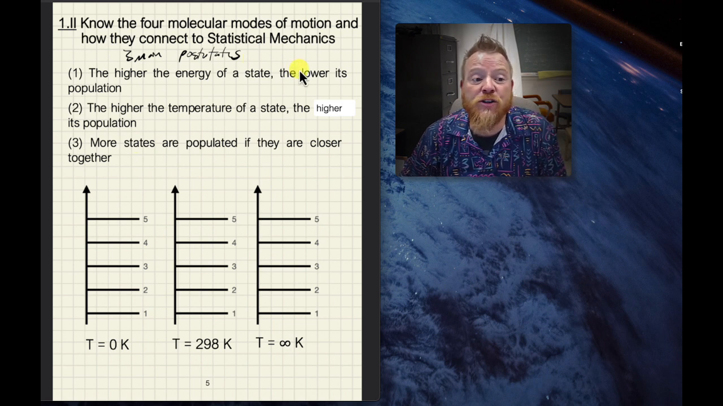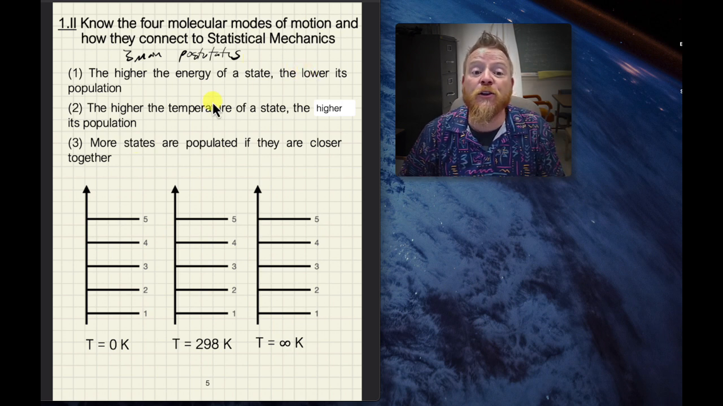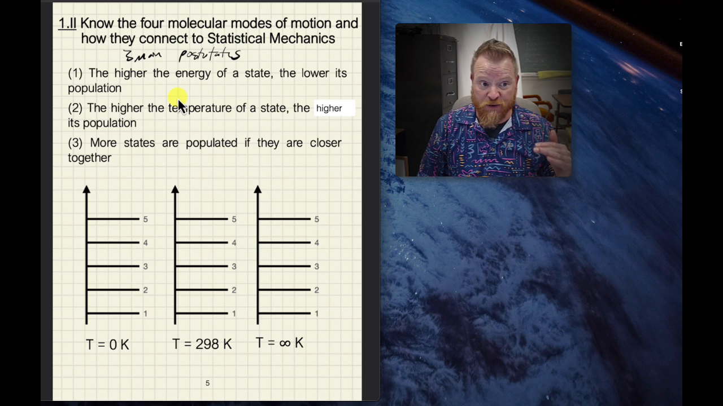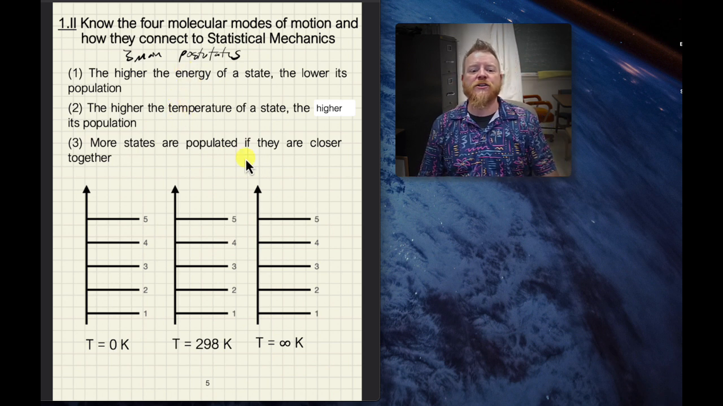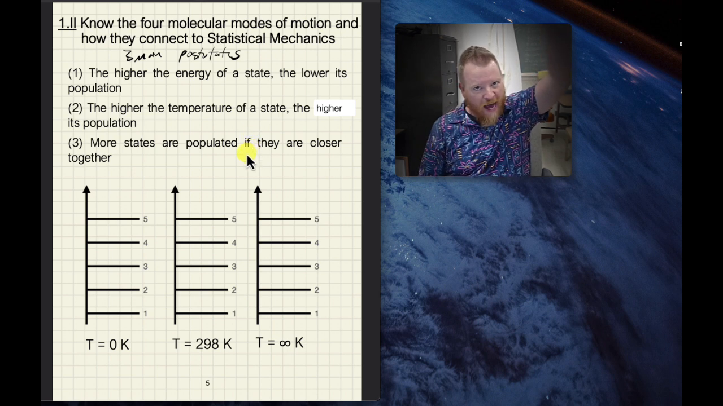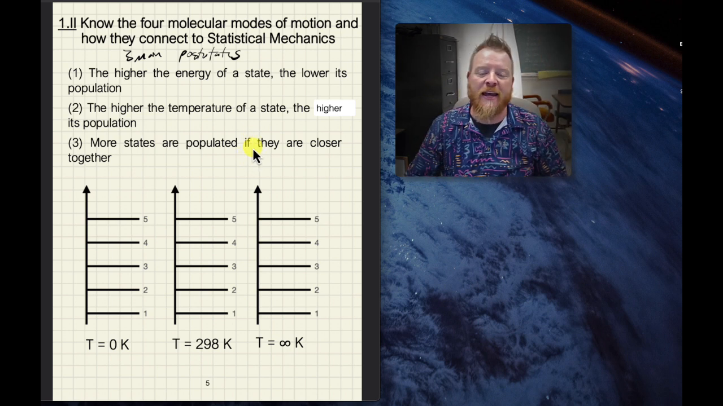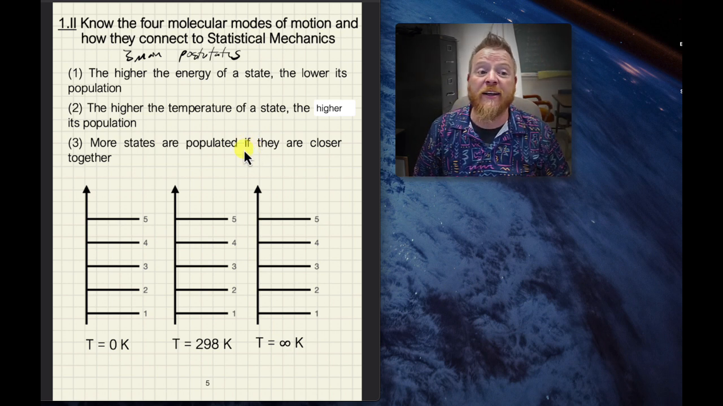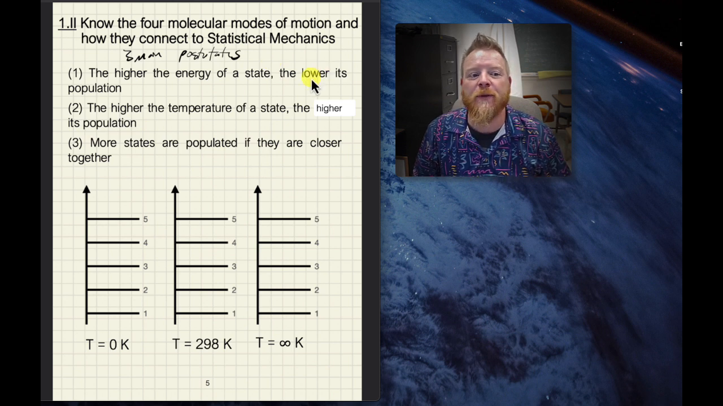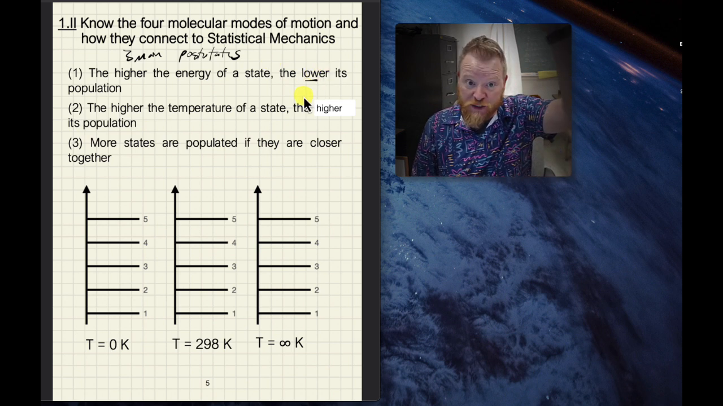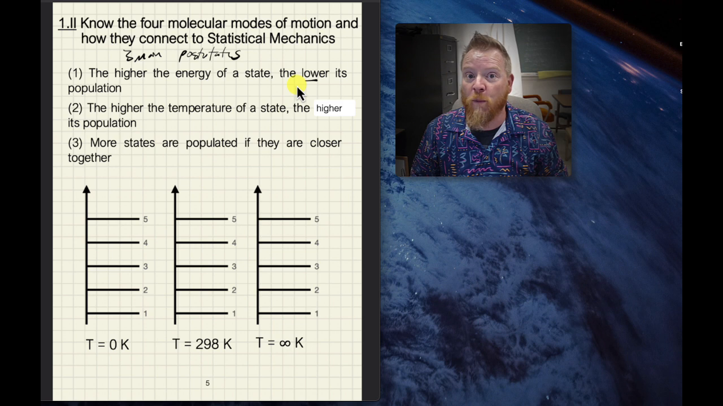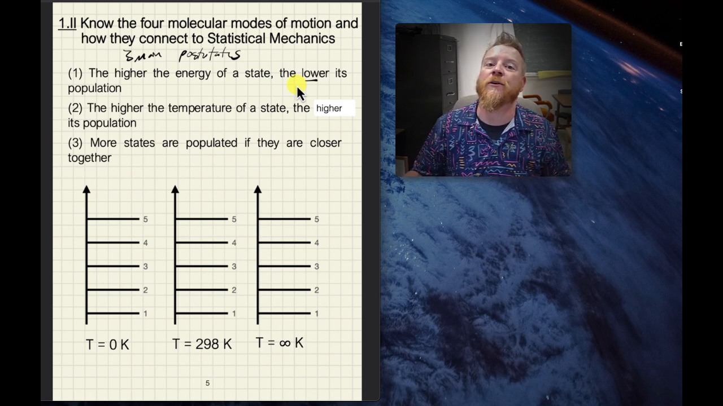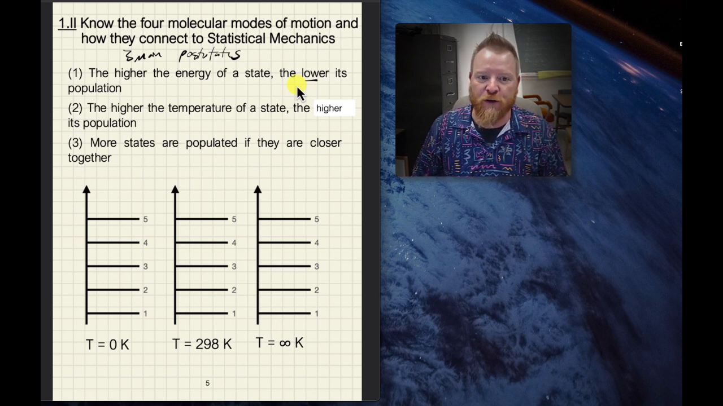The higher the energy of a state, the lower its population is. So in other words, if an energy state is way up the ladder, some really high energy state, it is very likely, statistically speaking, that the higher energy state will have a very low population. So not very many molecules will exist in that higher energy state.